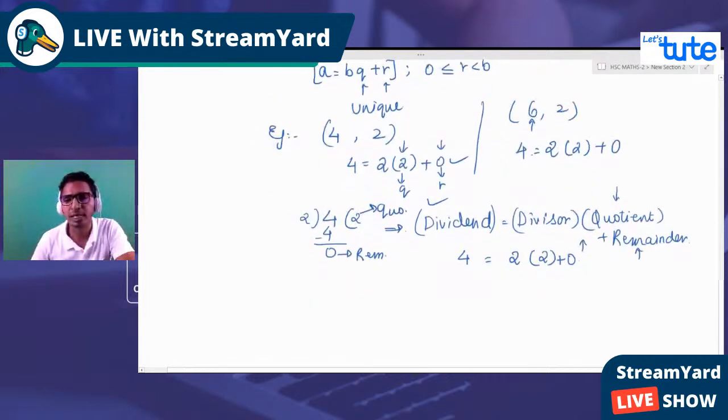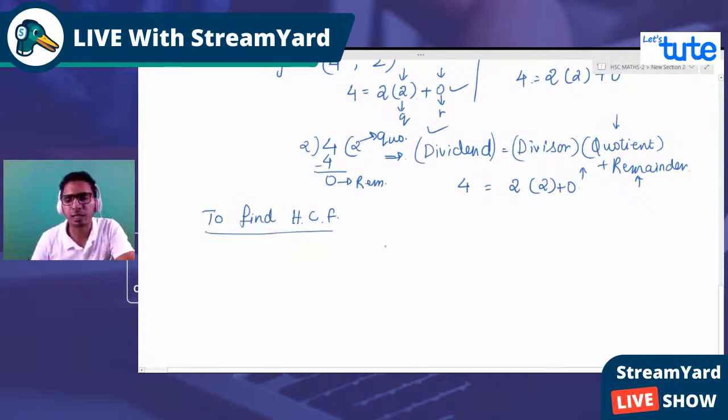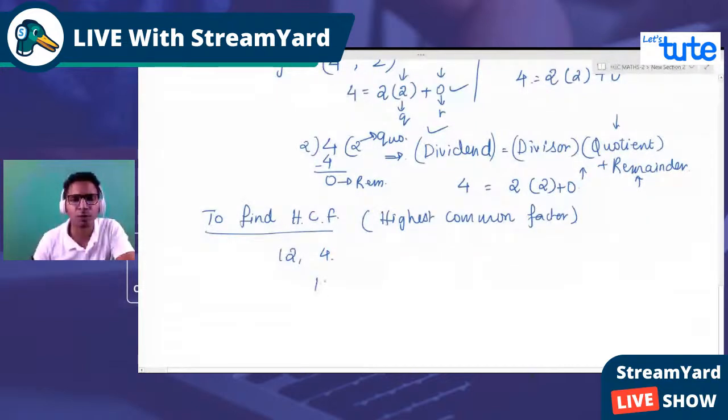So let's understand that. To find HCF, okay, what is HCF? HCF is highest common factor. So generally, how do you find HCF? Suppose I want HCF of 12 and 4, let me just write the factors for 12.